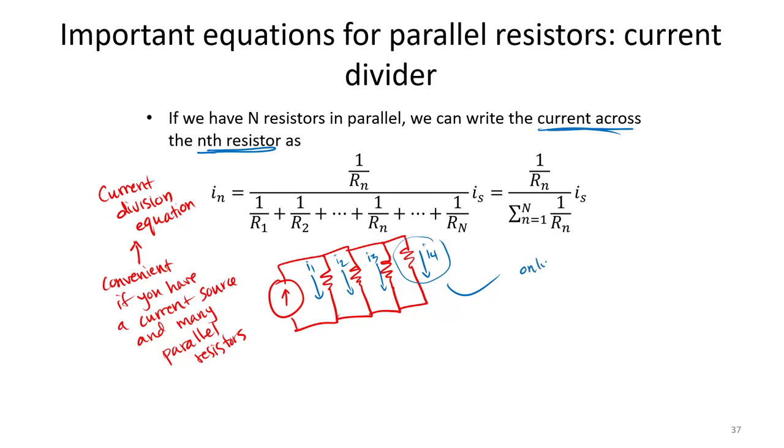Notice it only works to find the current across an nth resistor in parallel, and all the other resistors must also be in parallel. So this is a fairly special case. But there might be a question about this in future slides or even in a homework assignment.